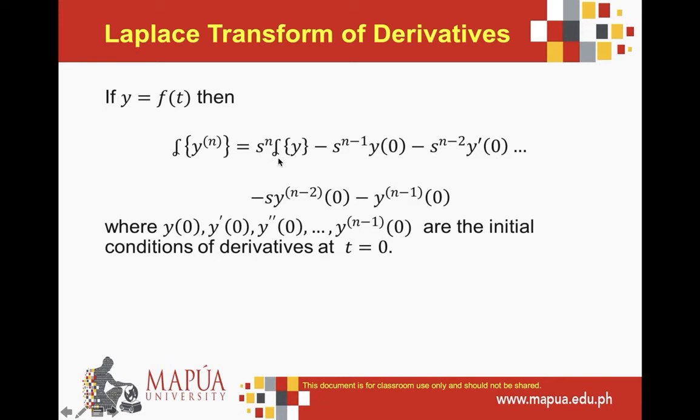The only term that is positive here is the first term, and the remaining terms are all negative. The power of s is decreasing by 1, and on the second term you have y of 0, followed by y prime of 0, and so on. The order of the derivative is decreasing by 1 up to the n minus 1 derivative. y of 0, y prime of 0, y double prime of 0, and so on are the initial conditions of the derivatives. Usually t here denotes the time, and at the initial condition t will always be 0.